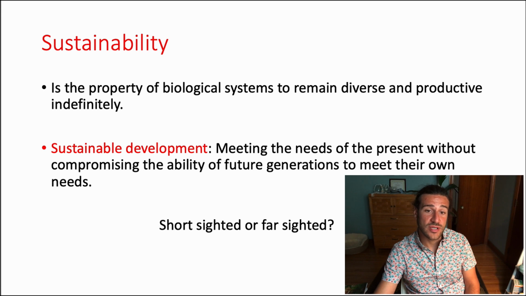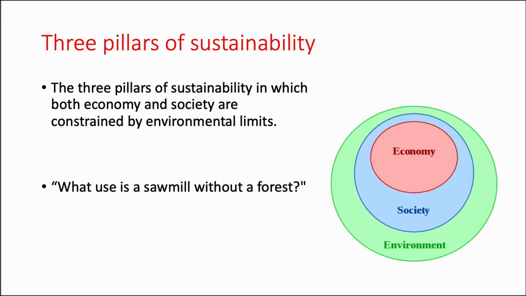There are 3 pillars of sustainability. We have economy, society, and environment. Now these 3 pillars are going to be constrained by the environment. So we shouldn't exceed what our environment can provide us, because if we do exceed what our environment can actually sustainably produce, eventually societies and the economies of those societies will fail.